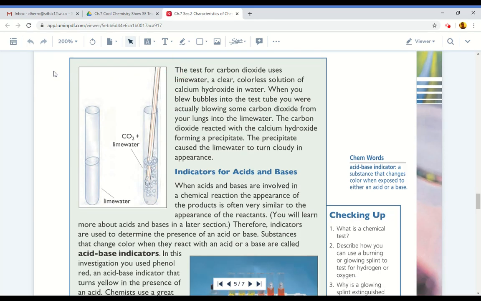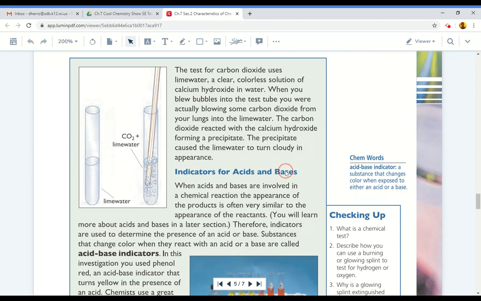The test for carbon dioxide uses lime water, a clear, colorless solution of calcium hydroxide and water. When you blew bubbles into the test tube, you were actually blowing some carbon dioxide from your lungs into the lime water. The carbon dioxide reacted with the calcium hydroxide, forming a precipitate. The precipitate caused the lime water to turn cloudy in appearance.